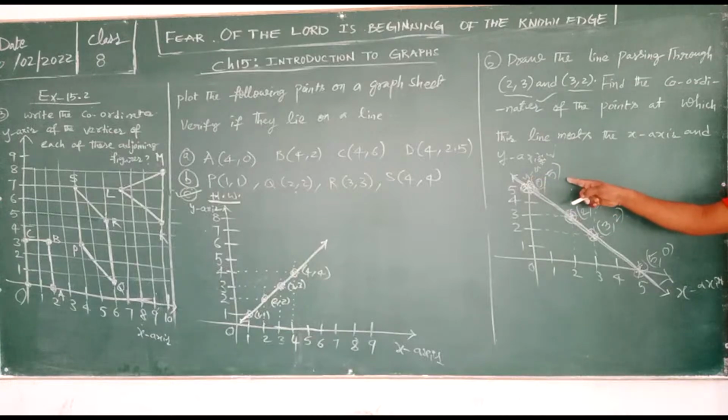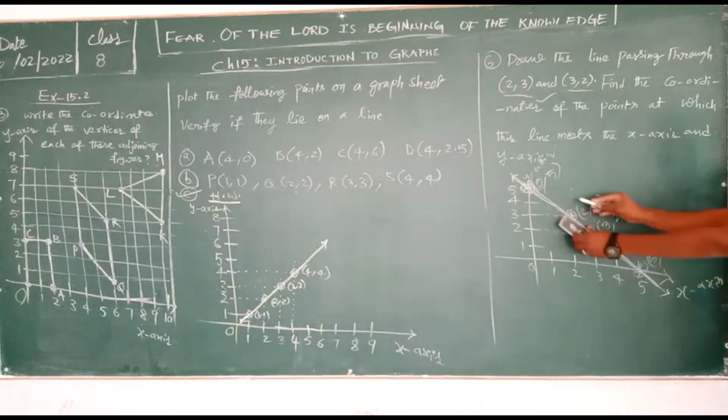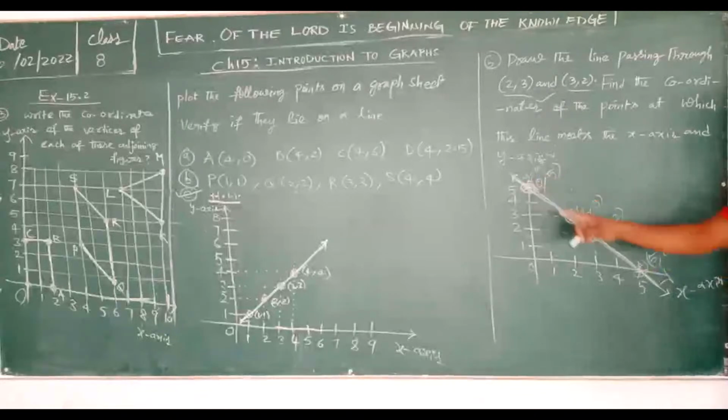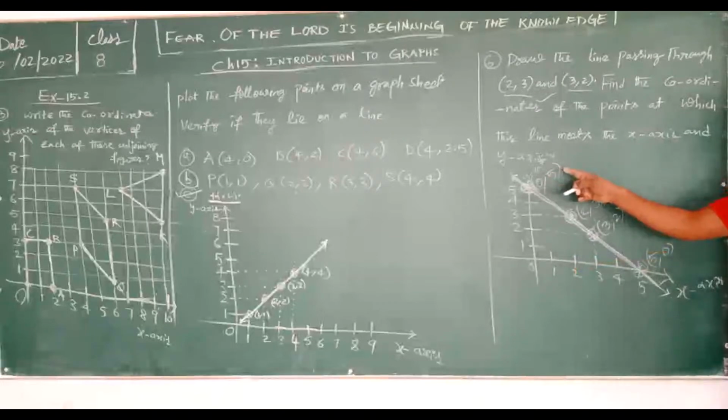Check in your graph whether you get the same numbers or other numbers, and inform me by Monday. So here we plotted 2 comma 3 and 3 comma 2 and joined them. Using your scale you can draw a line, and that line intersects the y-axis at one point and the x-axis at one point. What is that point you have to find out. Here you found 5 comma 0, and here 0 comma 5.